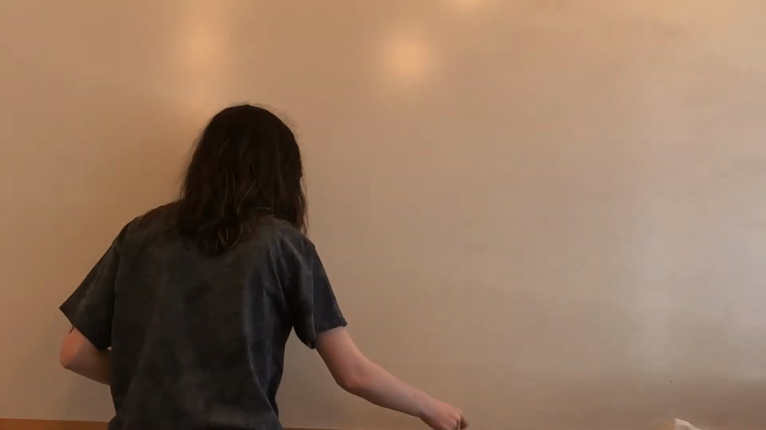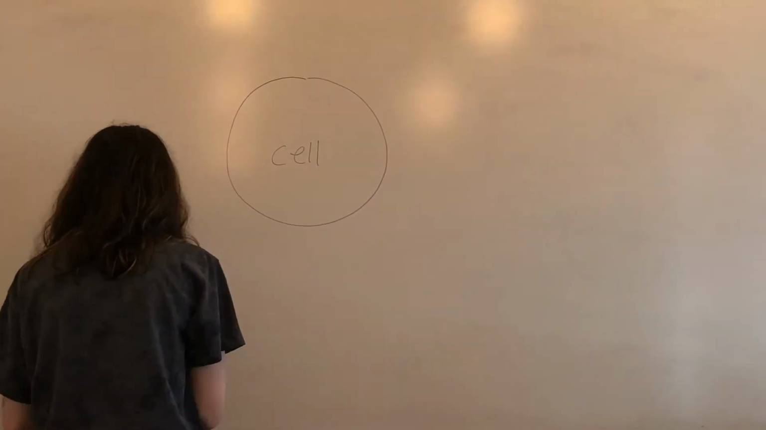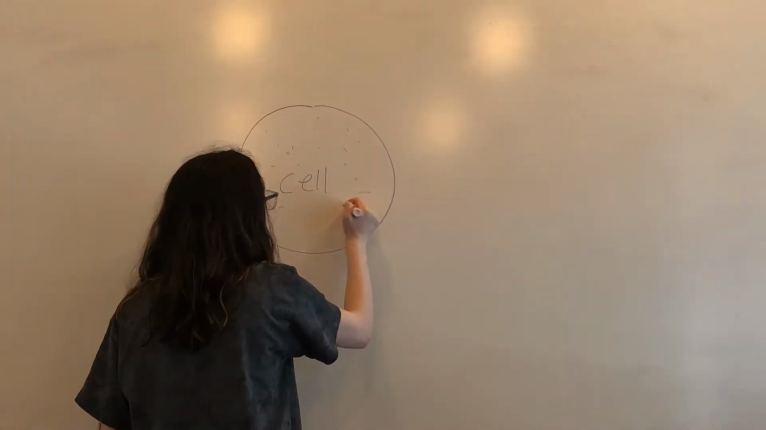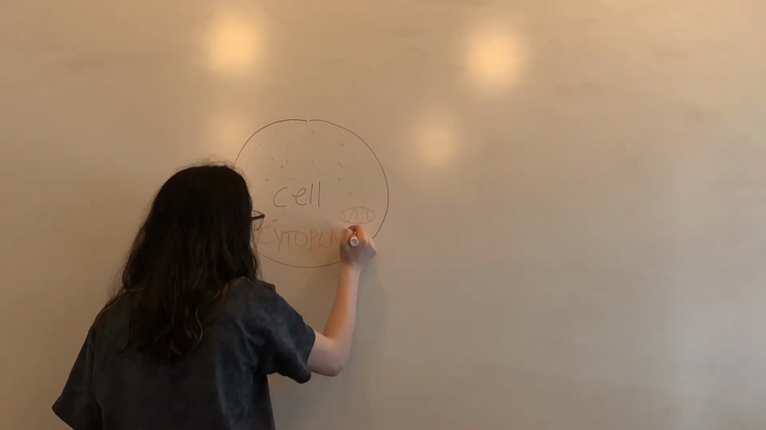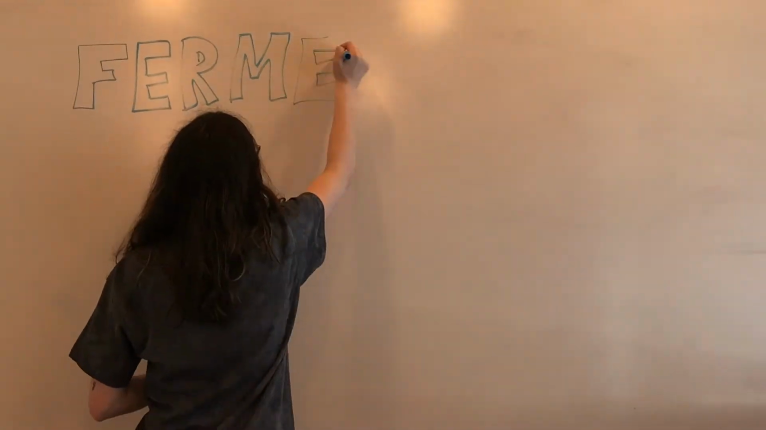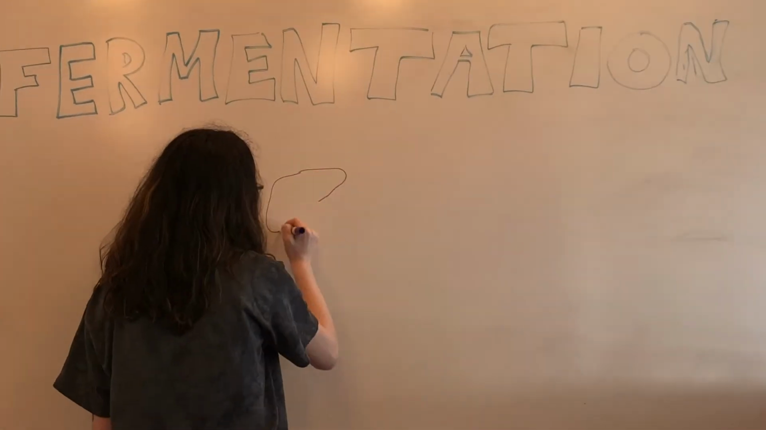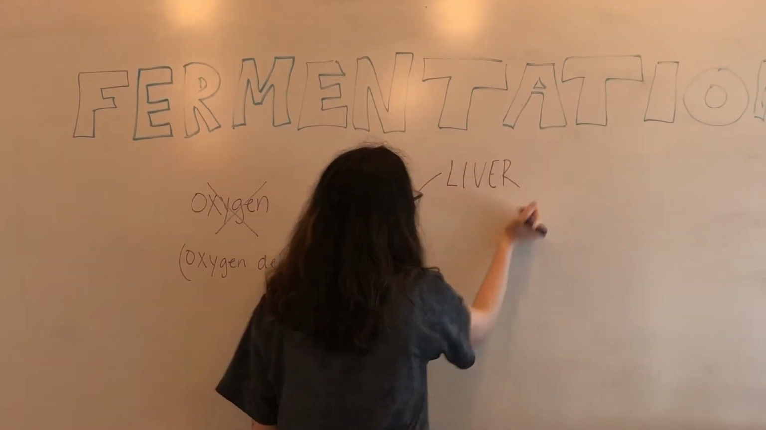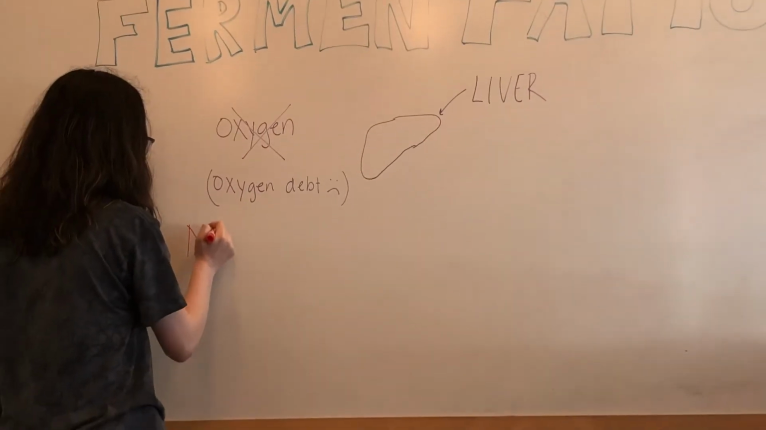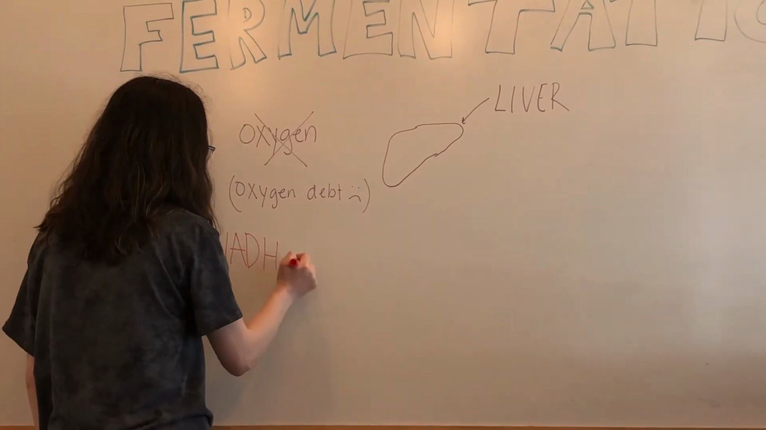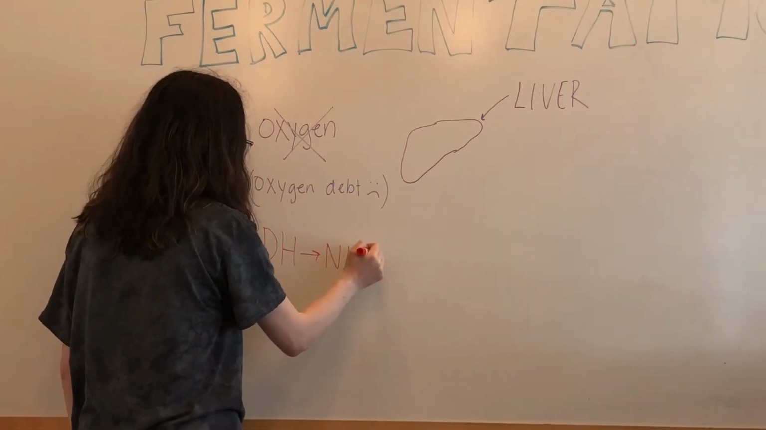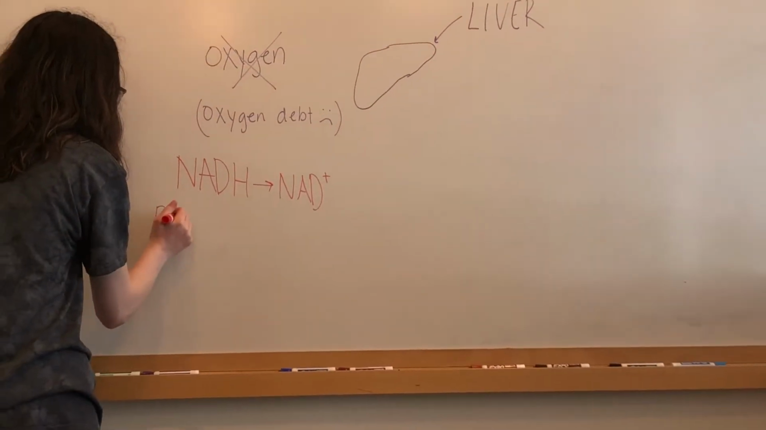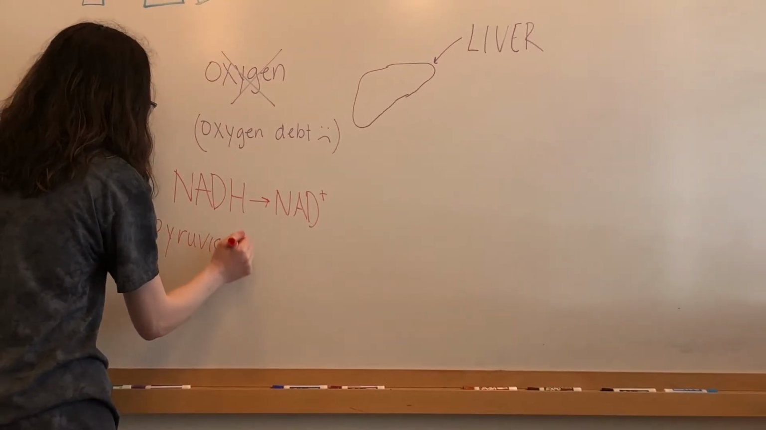Most of the process of anaerobic respiration happens in the cytoplasm, whereas aerobic respiration occurs in the mitochondria of the cell. Fermentation. Fermentation happens when there is still no oxygen present and it creates an oxygen debt to the liver. NADH needs to be converted back to NAD+ to have more free electron receptors to continue the process of glycolysis. And without fermentation, glycolysis could not continue.